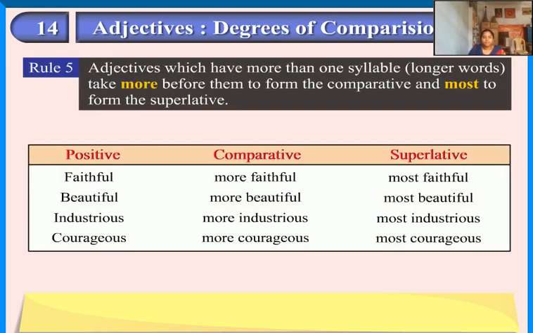Rule 5. Adjectives which have more than one syllable or longer words take more before them to form the comparative and most to form the superlative. Faithful, more faithful, most faithful. Beautiful, more beautiful, most beautiful. Industrious, more industrious, most industrious. Courageous, more courageous, most courageous.